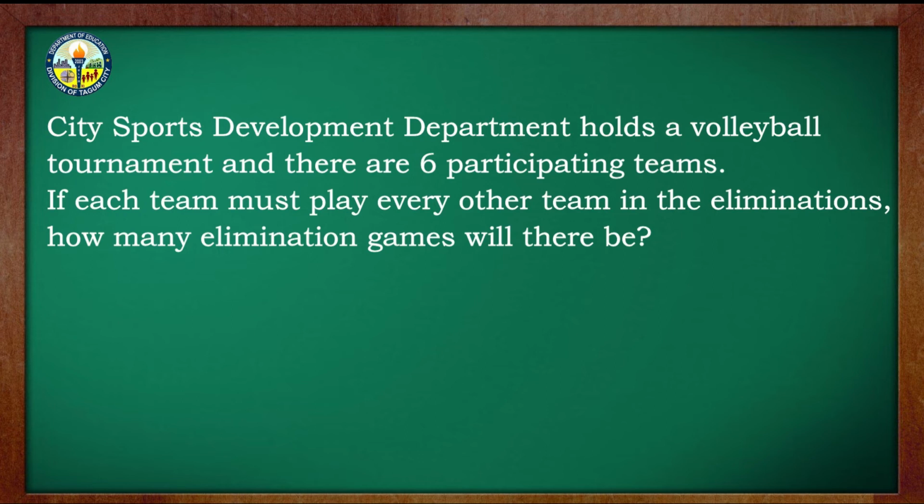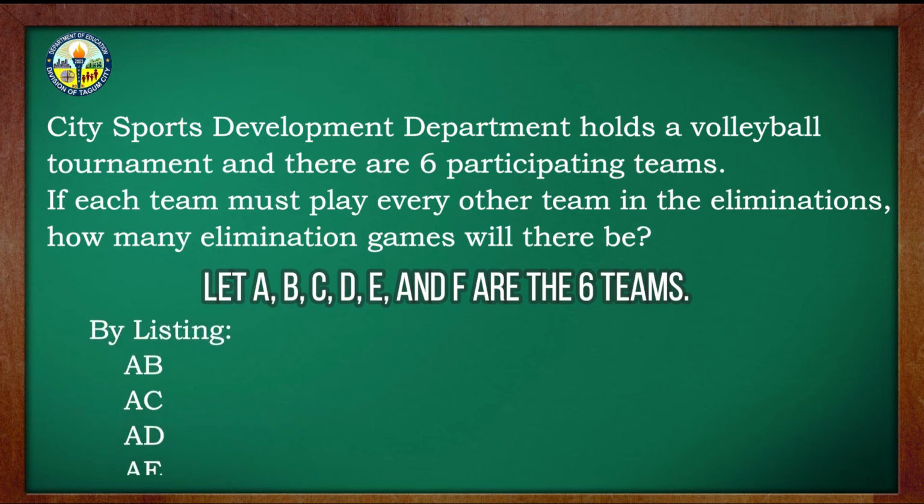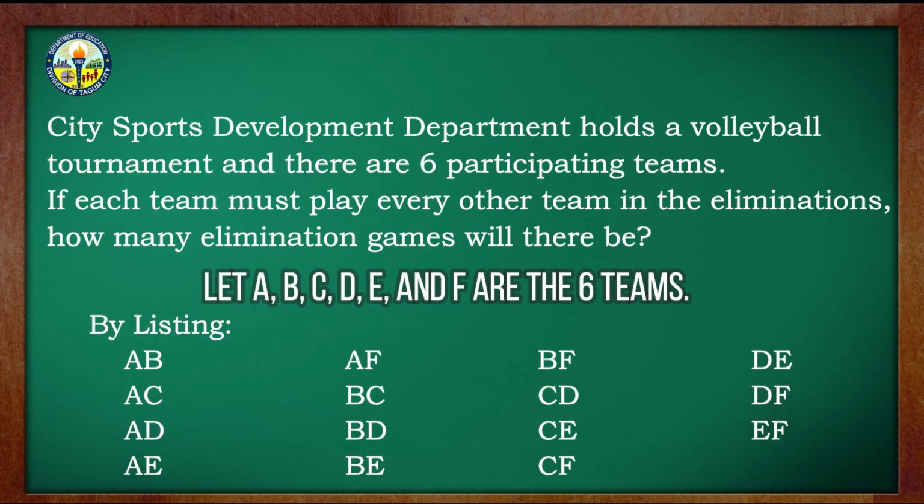Time is up! Is your answer correct? Let's check it out. Take note, there are 6 participating teams and we let A, B, C, D, E, and F be the 6 teams. Among the 6 teams, 2 teams will be played at a time. Thus, by listing, we come up with the following combinations: AB, AC, AD, AE, AF, BC, BD, BE, BF, CD, CE, CF, DE, DF, and EF.